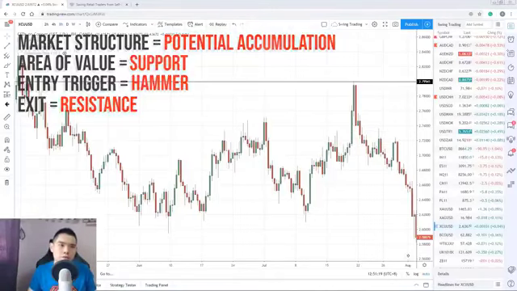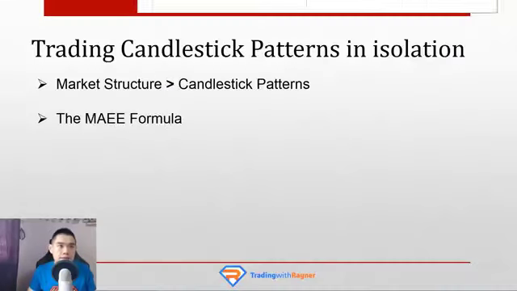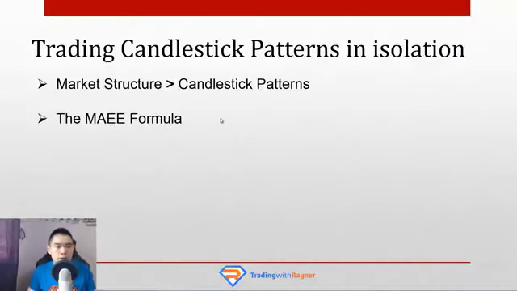And just to share with you, this formula is not the holy grail. You will have winners, you will have losses, but what's important is that it puts your candlestick patterns into the context of the market, and that should improve your trading results. Okay, so with that said, let's move on, shall we?